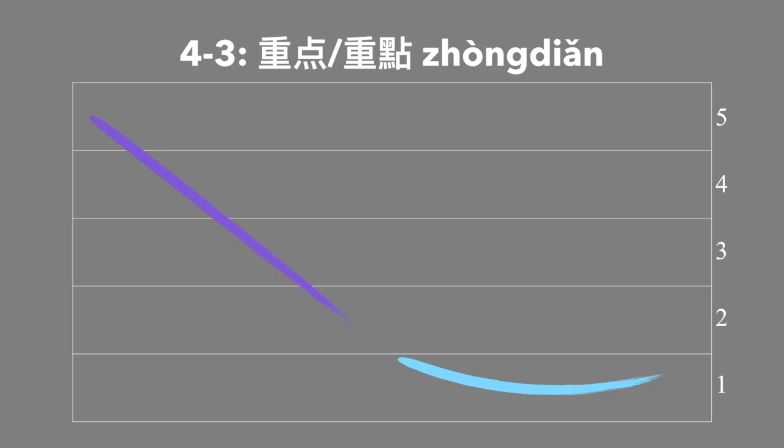Okay, here's a 4-3 combination. All right, here we see that the fourth tone actually does go pretty much all the way down. However, notice that the second syllable, that third tone, still starts lower than the end of the fourth tone. Also notice that, again, we're hearing the half third tone here, not the full contour.